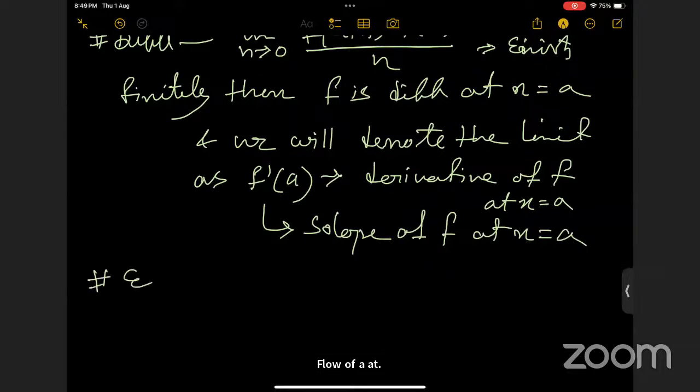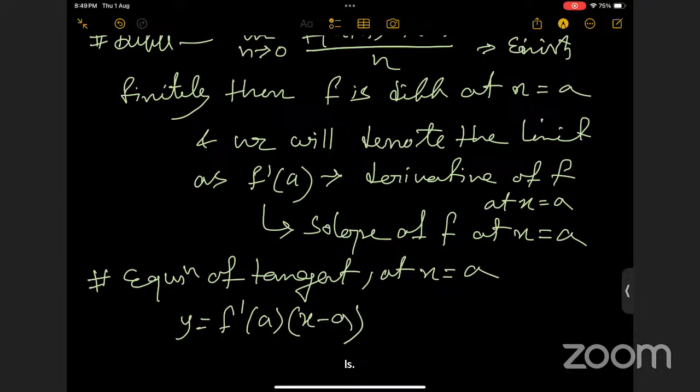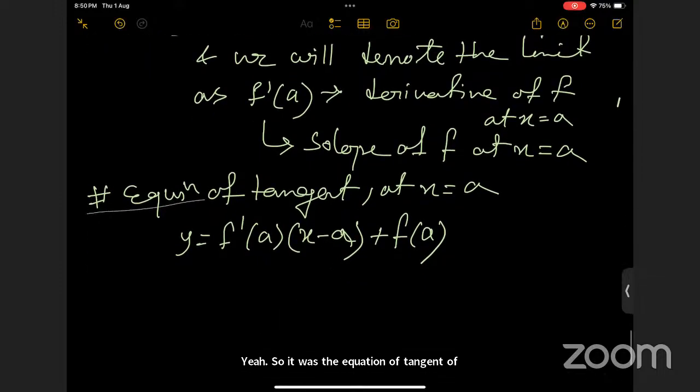And another thing we know is the equation of the tangent at x equals to a, which is y equals f dash a into x minus a plus, it was plus I think, no? Plus f of a. Yeah. So it was the equation of the tangent of the function f at the point a, right?